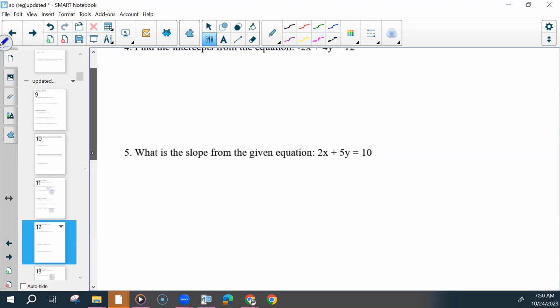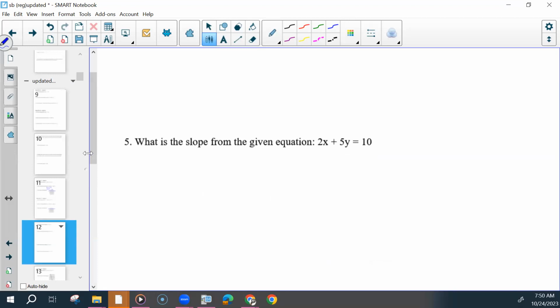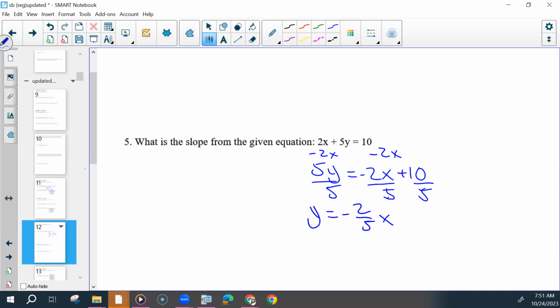Number 5. Okay, so if we were looking for the slope of this, we would need to get it back in slope intercept form. So get rid of 2x. Divide both sides by 5, or divide everything by 5. Have y equals -2/5 x plus 2. And from this, which one is the slope?